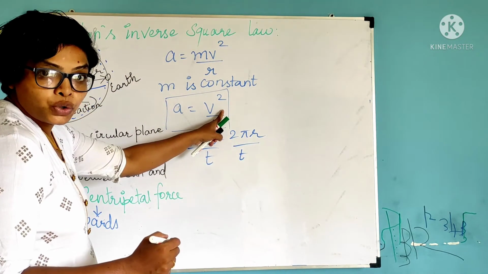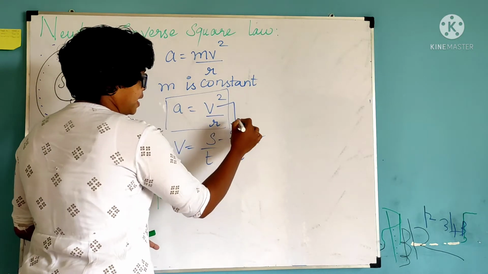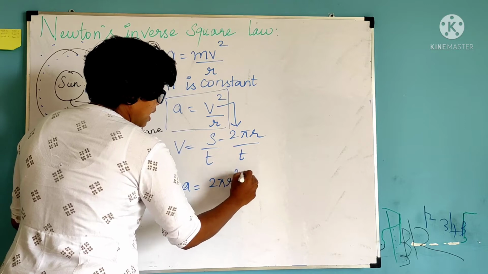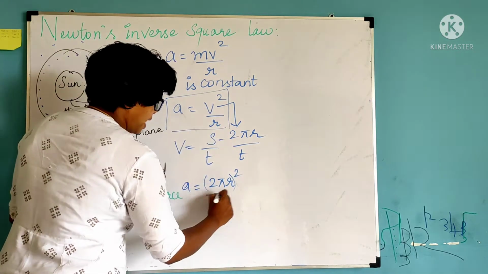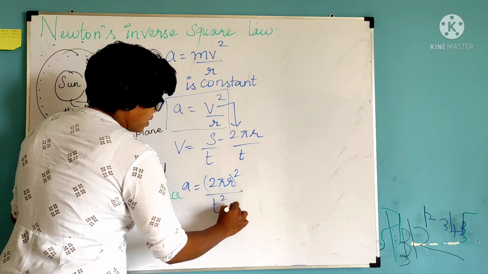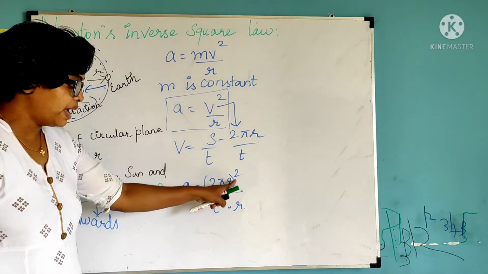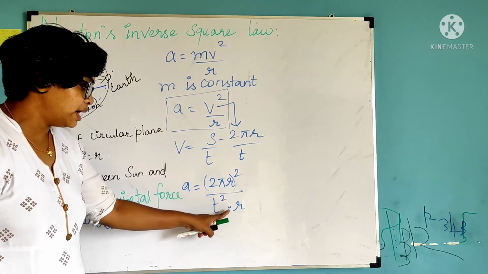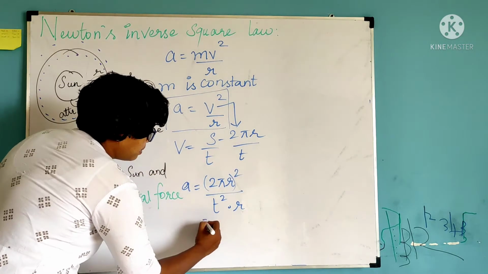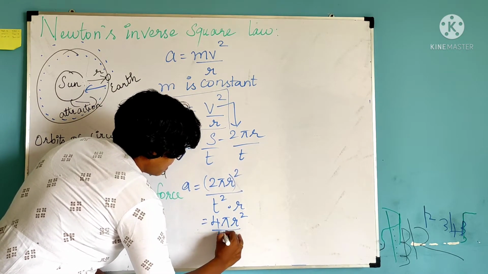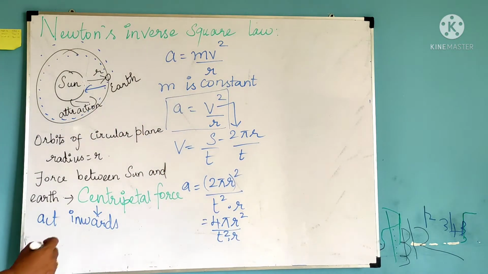If we substitute that in this place, instead of v, a is equal to (2 pi r) squared divided by t squared. Already we have one r here. Is it clear? So (2 pi r) the whole square divided by t squared into r. What can be done here? This will be 4 pi squared r squared divided by t squared into r. So a is equal to 4 pi squared r squared over t squared into r.